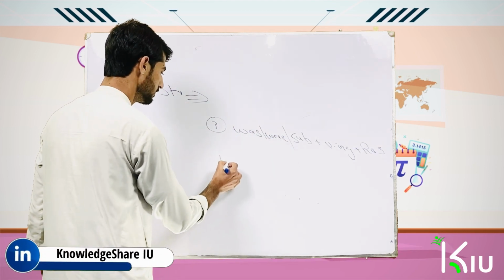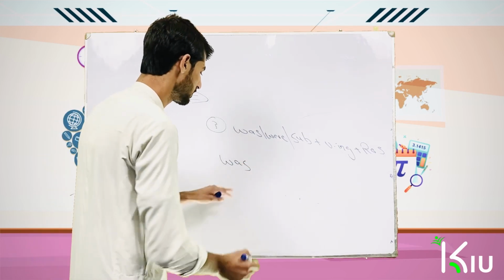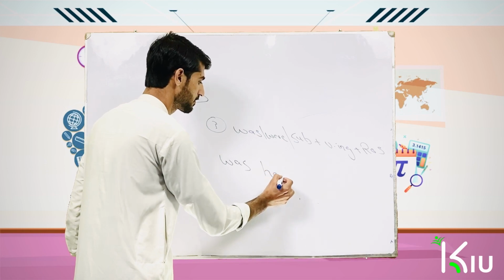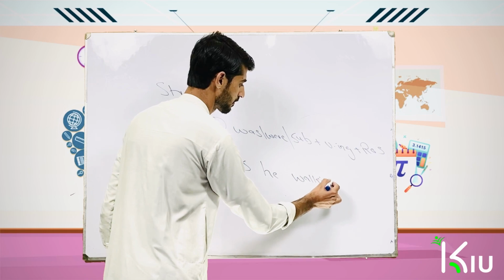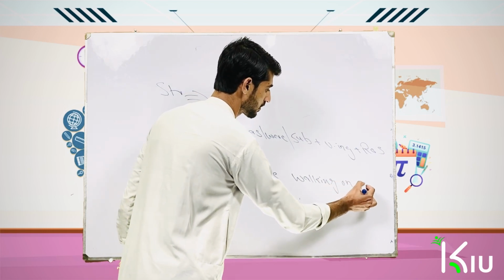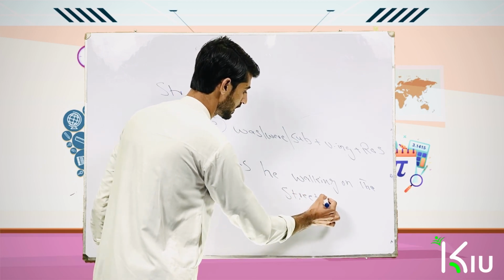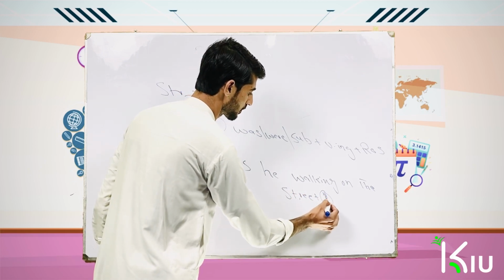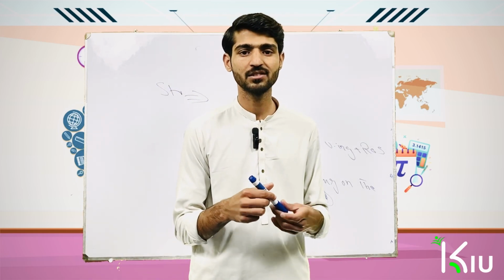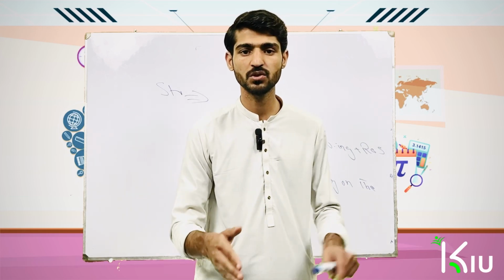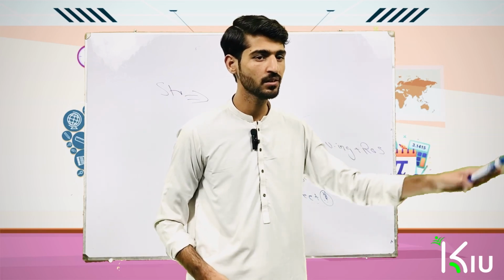Let's see. Now I put here was. It means definitely the subject is singular. Was he walking on the street? And there will be a question mark. Was he walking on the street? Now I am asking this question in the past tense.